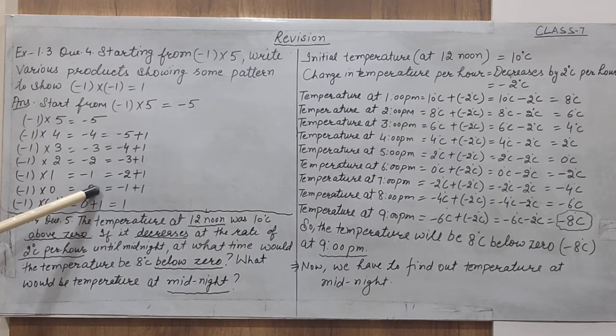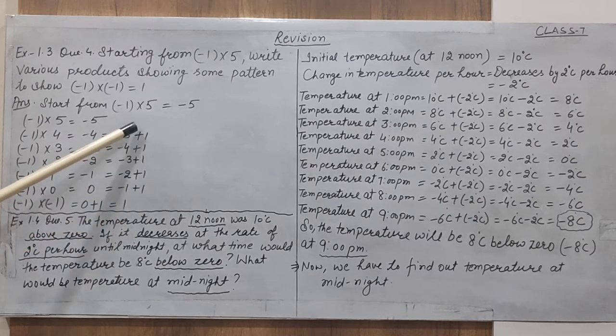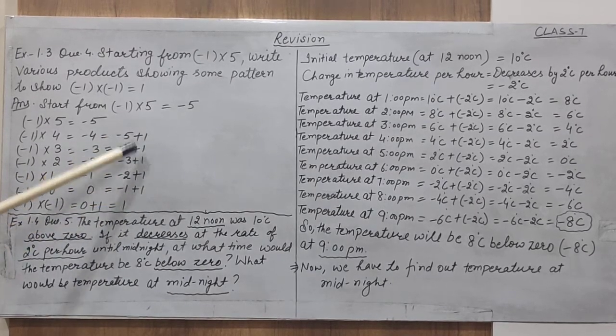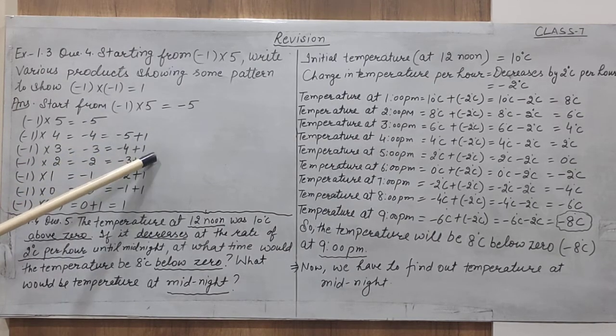To get the next answer, we have to use the result plus 1. The result is 0 plus 1. So what do we get? 0 plus 1 is answer 1. So by using this pattern, that is, result of previous term plus 1.